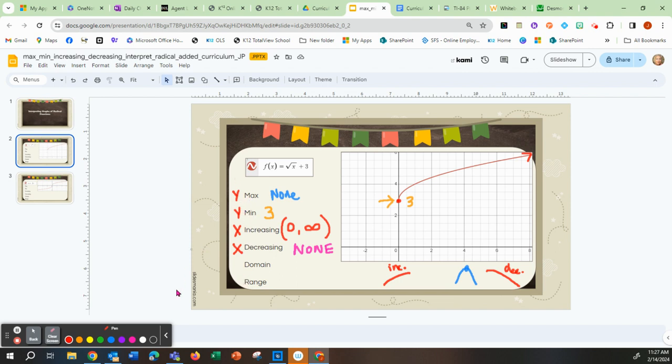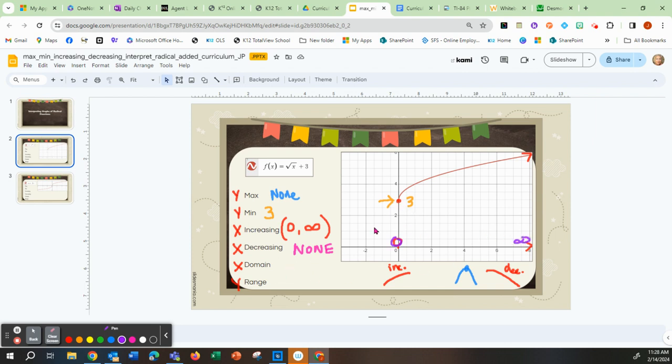All right, let's take a look at our domain. Our domain is x's, and we know our range is y's. So let's look at our domain. Our domain starts at 0, and it travels all the way this way. So our domain is going to go from 0 to infinity.